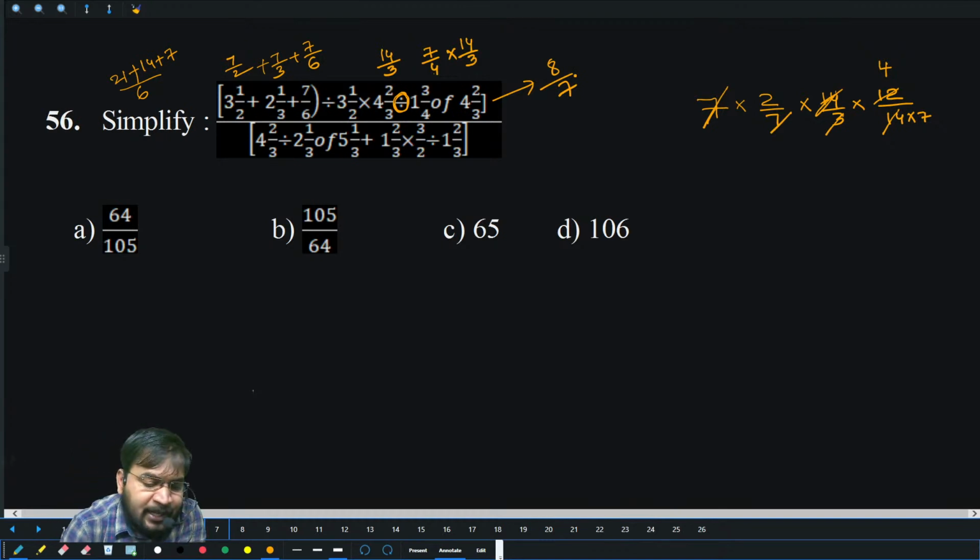So coming to the denominator, 4 2 by 3 is 14 by 3, 2 1 by 3 is 7 by 3, 5 1 by 3 is 16 by 3. We have to write the reciprocal, right? There is division, so if we reverse it, what will it be? 9 by 16 into 7. 7 1s are 7, 2s are, 3 3s are 9, so 2 1s are 2, 2 8s are 16. So how much does this come to? This is 3 by 8.